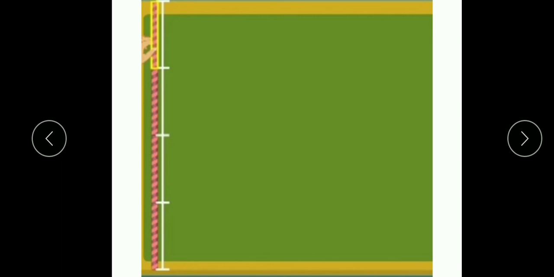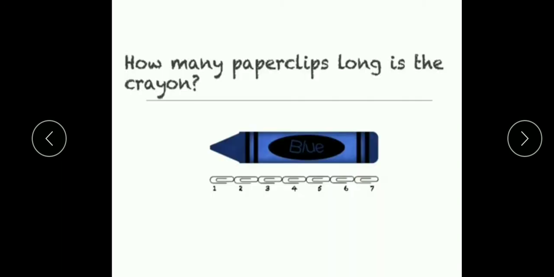Now let's see some more examples. Children, see, this is your crayon. Now how many paper clips long is the crayon? We are measuring the length of this crayon with the help of paper clips. This is your first paper clip, second, third, fourth, fifth, sixth, seventh. It means the crayon is about 7 paper clips, right?